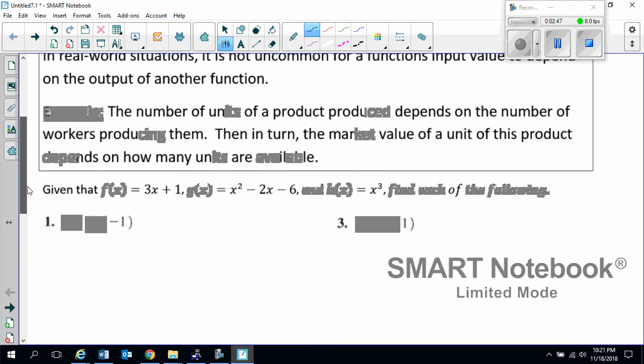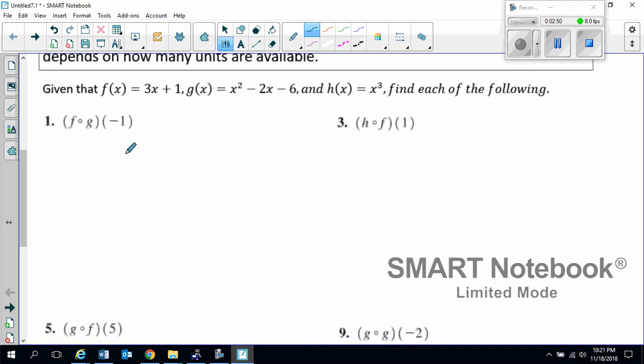Okay, so starting here, we've got these three functions, f of x, g of x, and h of x. They want us to find the following. Once again, this is a notation issue, so we want to make sure you understand the notation. What this is saying is f of g of -1. So you need to figure out what g of -1 is. So I'm going to plug that in here, leave it in these parentheses and do all the math.